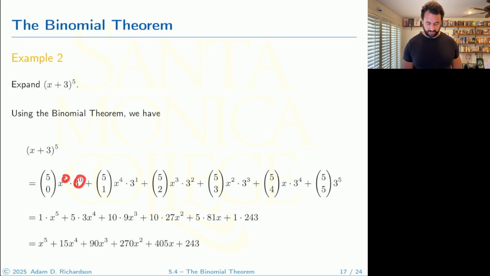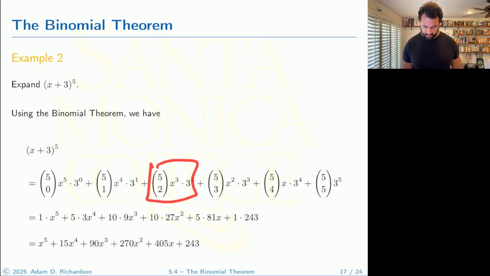So x to the 5th, 3 to the 0, x to the 4th, 3 to the 1, x cubed, 3 squared, x squared, 3 cubed, x to the 1, 3 to the 4th, x to the 0, 3 to the 5th. And now we just evaluate, we simplify, we compute, and that's about it. Okay. So 3 to the 0 is 1, 5 choose 0 is 1. So this is going to simplify to x to the 5th. This term here will be that 5 times 3 x to the 4th.